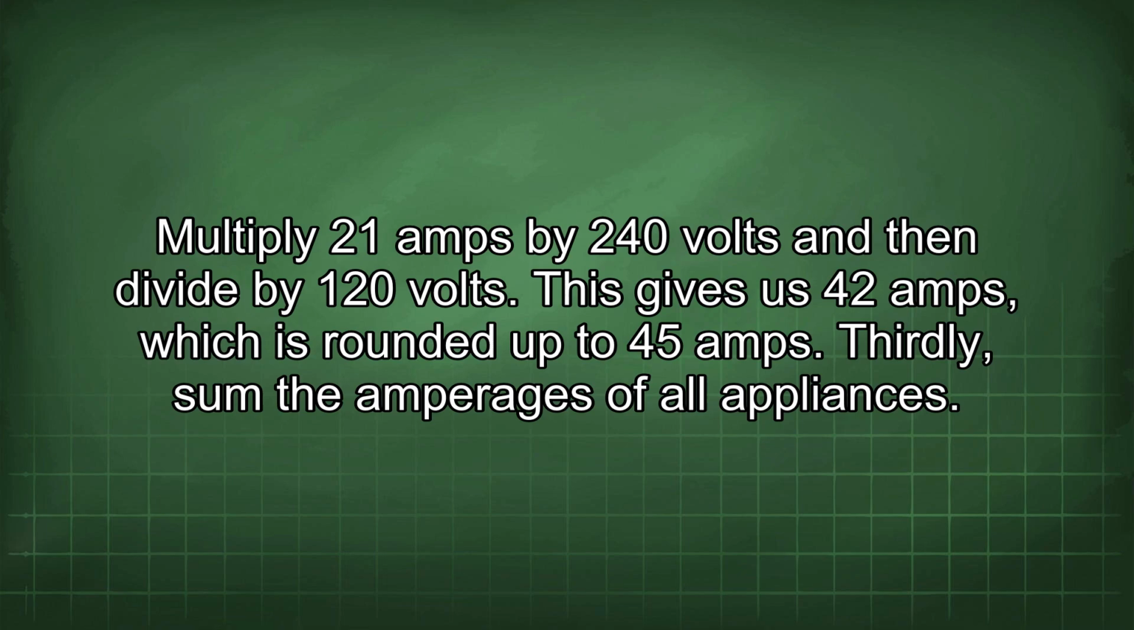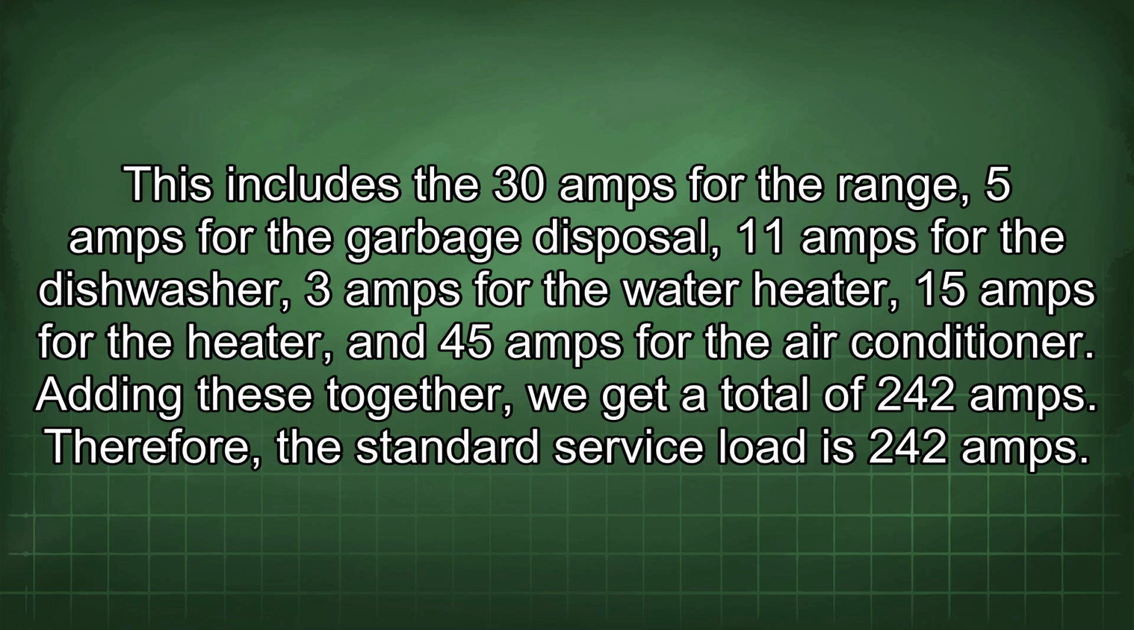Thirdly, sum the amperages of all appliances. This includes the 30 amps for the range, 5 amps for the garbage disposal, 11 amps for the dishwasher, 3 amps for the water heater, 15 amps for the heater, and 45 amps for the air conditioner. Adding these together, we get a total of 242 amps. Therefore, the standard service load is 242 amps.